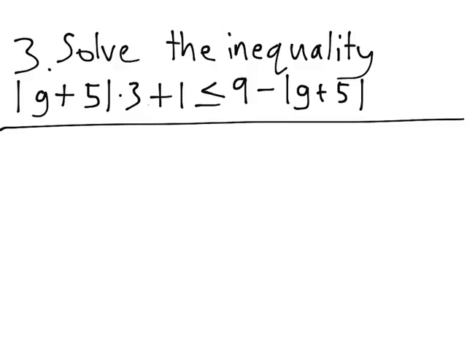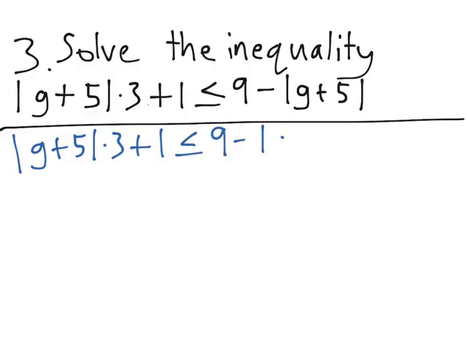Problem 3. Solve the inequality absolute value of g plus 5 times 3, plus 1, is less than or equal to 9 minus absolute value of g plus 5. First, let's write this out. Absolute value of g plus 5 times 3, plus 1, is less than or equal to 9 minus absolute value of g plus 5. Notice how there's a term with absolute value of g plus 5 on both sides of this inequality. Let's combine them to make this much simpler.